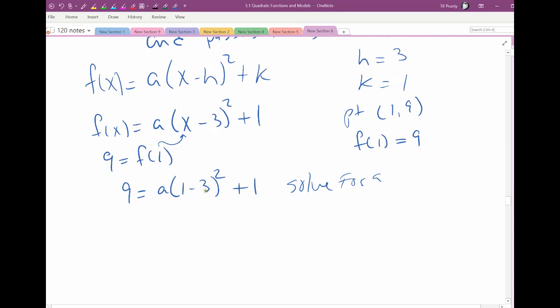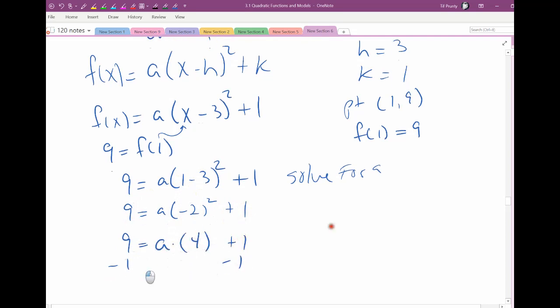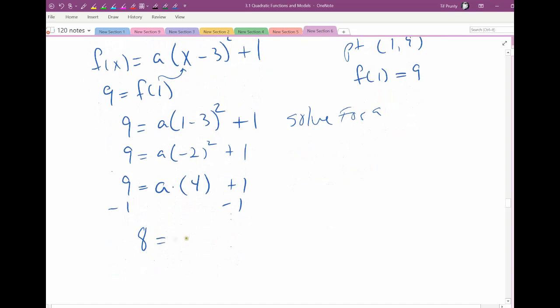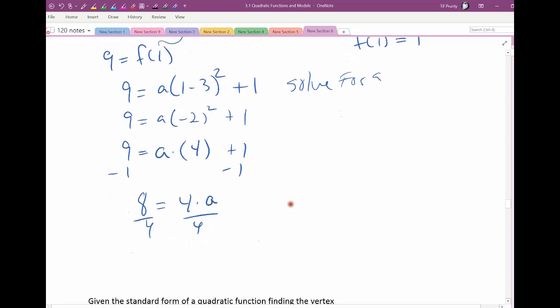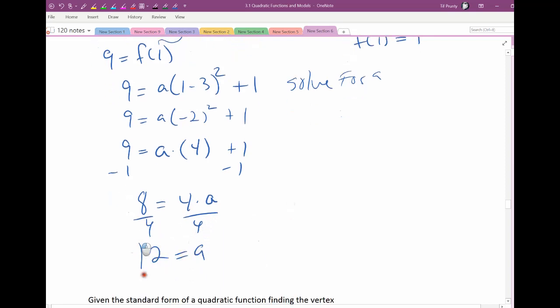In this case, I'm going to simplify in my parentheses first. So a times negative 2 squared plus 1. So it starts to look like a times 4 plus 1 equals 9. Move the 1 over. So I get 8 equals 4 times a. Divide by my 4. And so 2 is my a value. So it's a positive a.